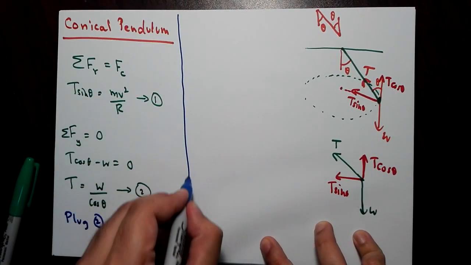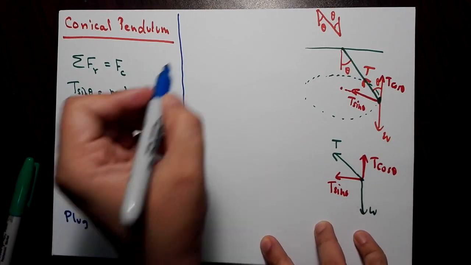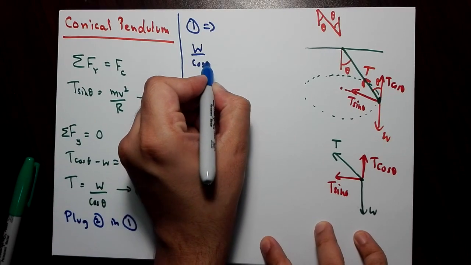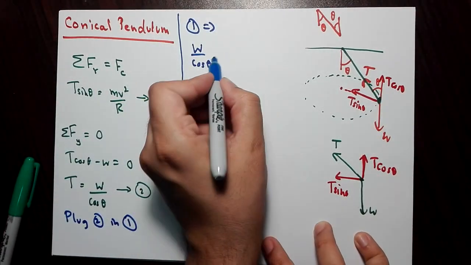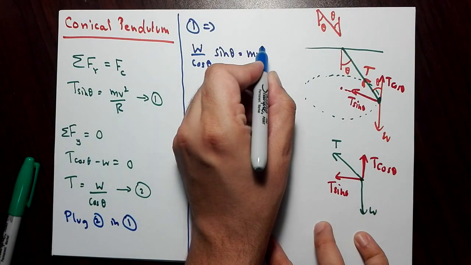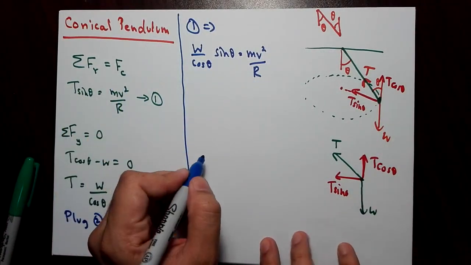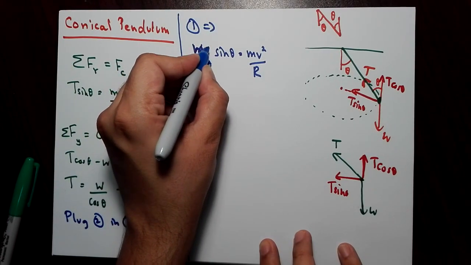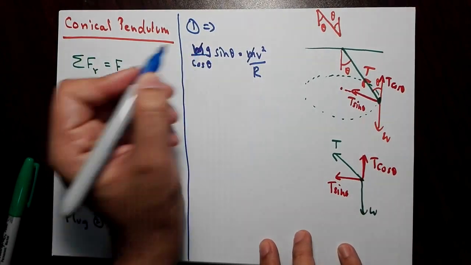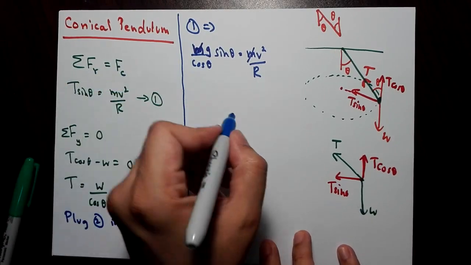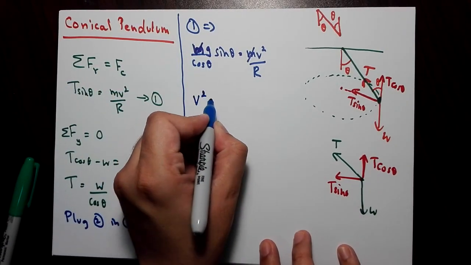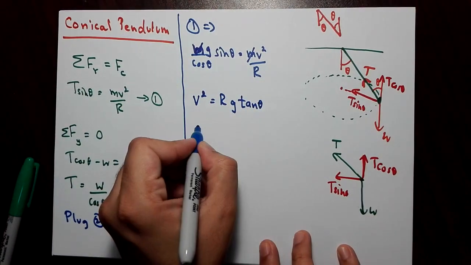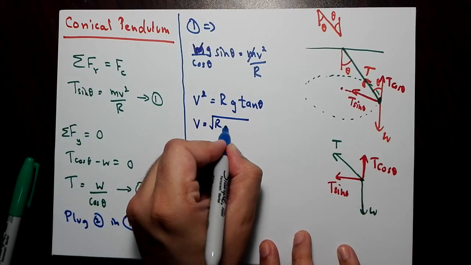So we get W over cosine theta times sine theta equals mv squared over r. W is mg, so I'm going to write mg over here. The mass cancels out. Again, independent of the mass, you get v squared equals rg tan theta. So v is equal to the square root of rg tan theta.